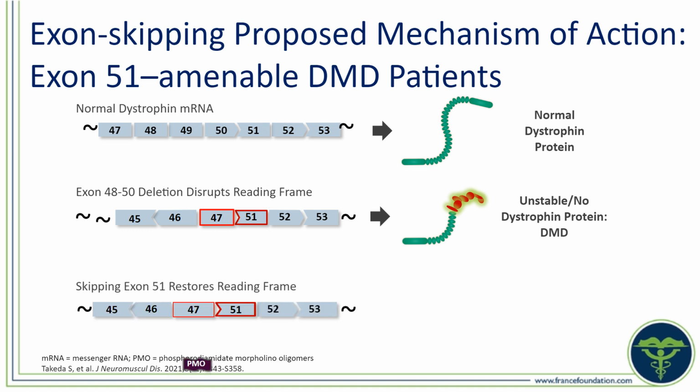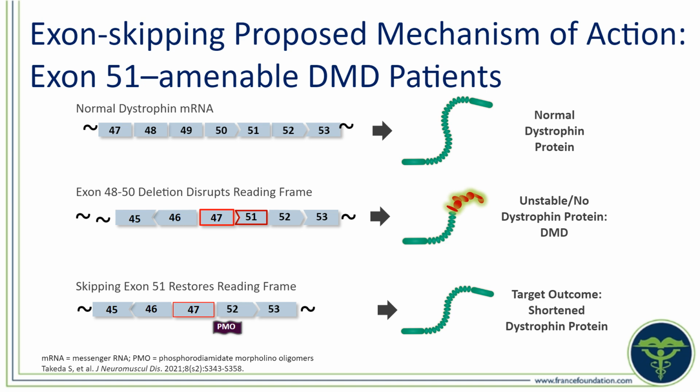In exon skipping therapy, we use a PMO to change the reading frame, excluding an additional exon, in this case, exon 51, such that when the ribosome translates the mRNA into protein, we get a shortened but partially functional dystrophin protein.